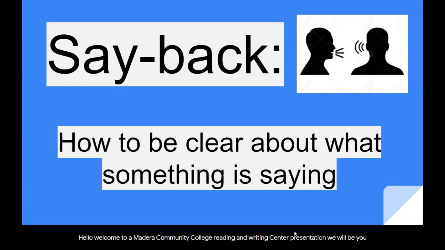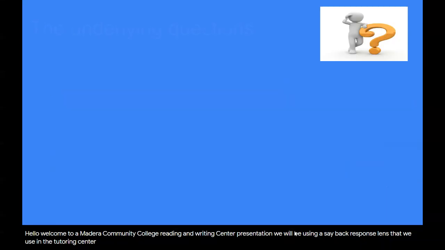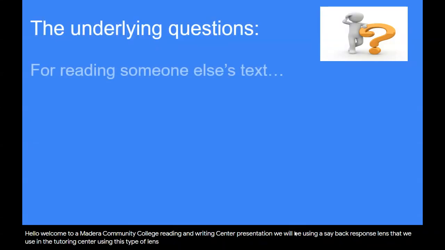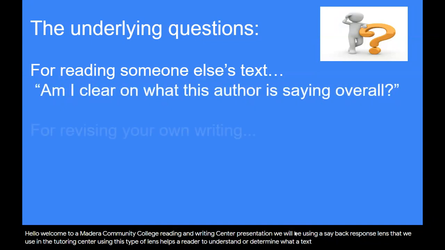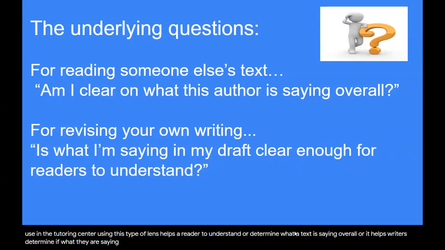We will be using a Sayback response lens that we use in the tutoring center. Using this type of lens helps a reader to understand or determine what a text is saying overall, or it helps writers determine if what they are saying in a draft is clear enough for readers to understand.